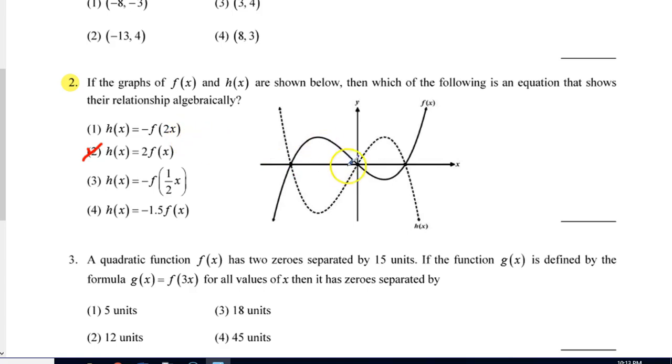I'm also going to notice that the x-intercepts are the same. So it did not do any horizontal stretch or shrink. So that eliminates choices 1, that has a 2 inside, and choice 3, because that has a half inside, which would actually stretch it horizontally. So I'm going to look carefully at choice 4 and see if that's possible.